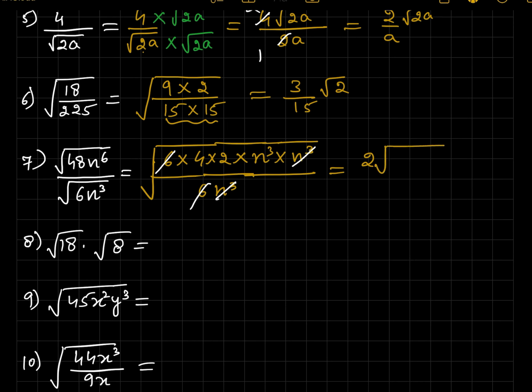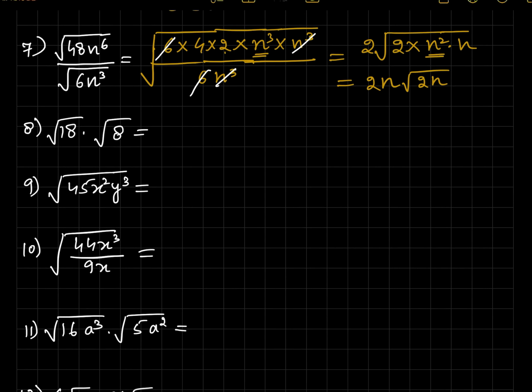And then inside the square root, what we are left with? This is 2, okay. N cube. Now n cube can be written as n squared times n. So now further, this is 2. For n square we can write n out, and under radical sign we are left with 2n. Okay, let's move to the next one.